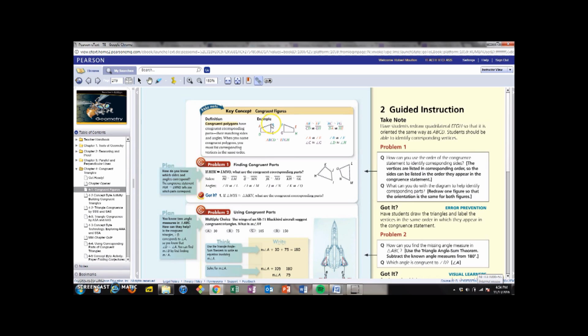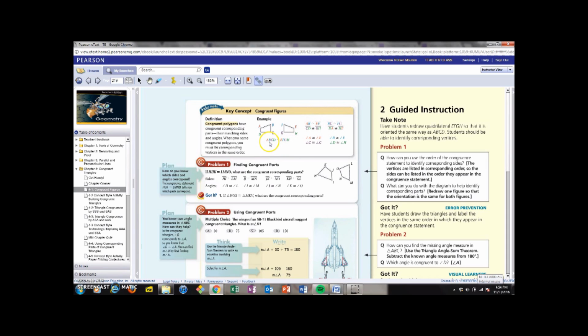We have AB, which is congruent to EF. And notice the way that the polygons are set up here. ABCD is congruent to EFGH. So every single one of these letters, A, B will be congruent to E, F in that order. Then B, C with F, G. Then C, D with G, H. And then let's go backwards, D, A with H, E. And you'll see that all over here.